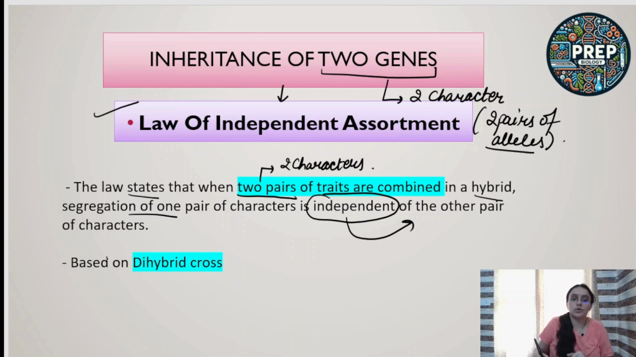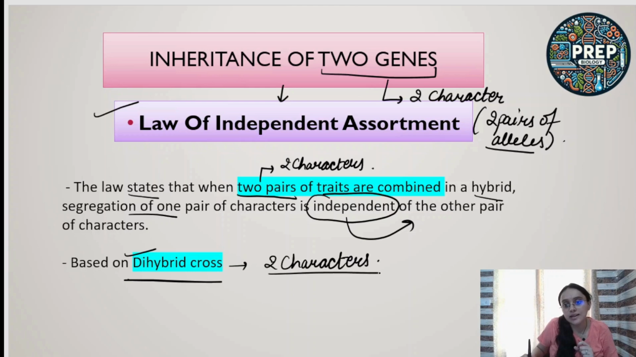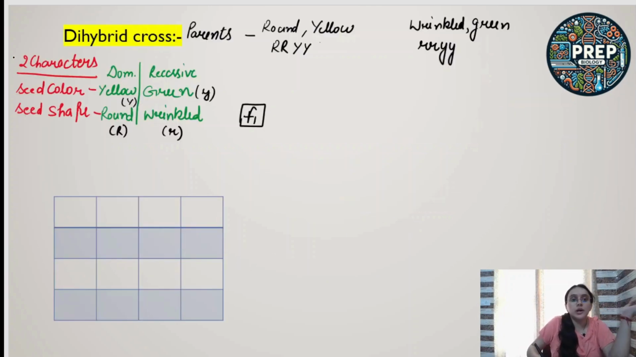This law of independent assortment is explained by the dihybrid cross. Di means that two characters are considered in a crossbreeding, that's why it is expressed by the dihybrid cross. So in a dihybrid cross, what happens? We take two characters, so understand it carefully. We take two characters of a plant, that is, seed color and seed shape.